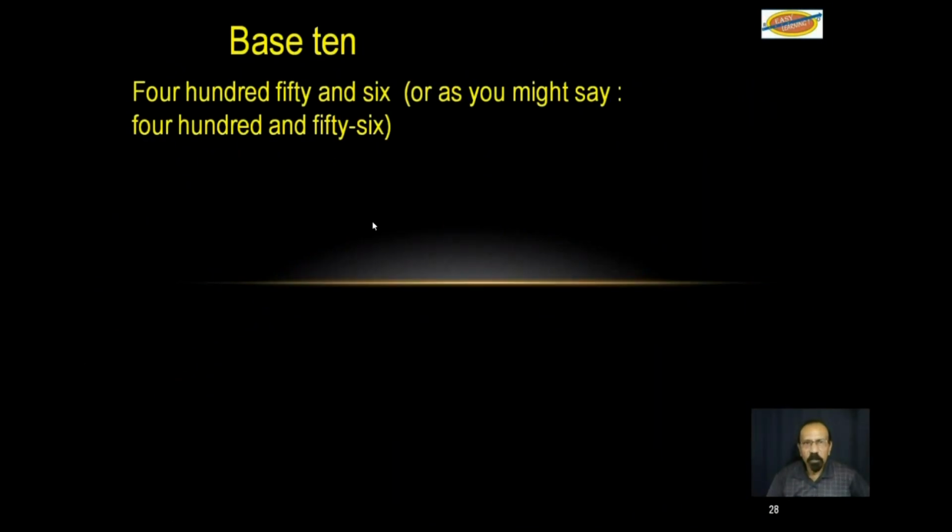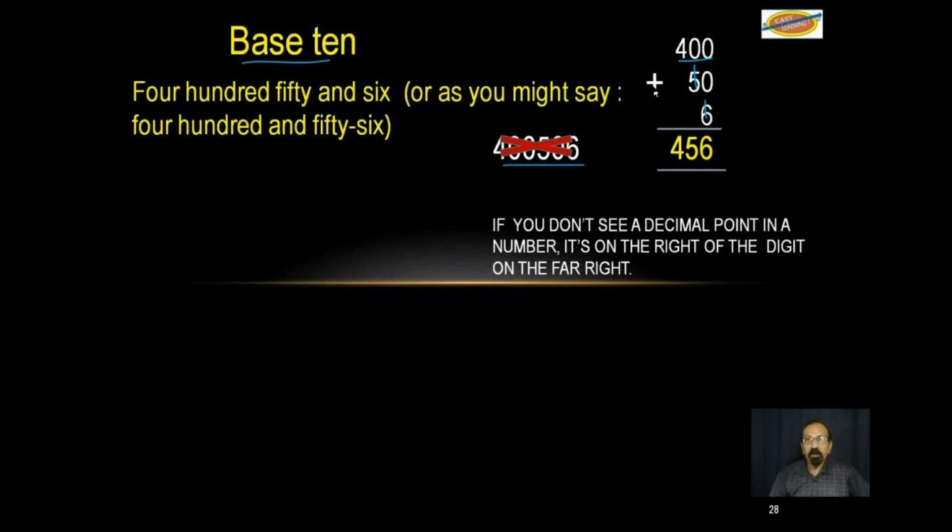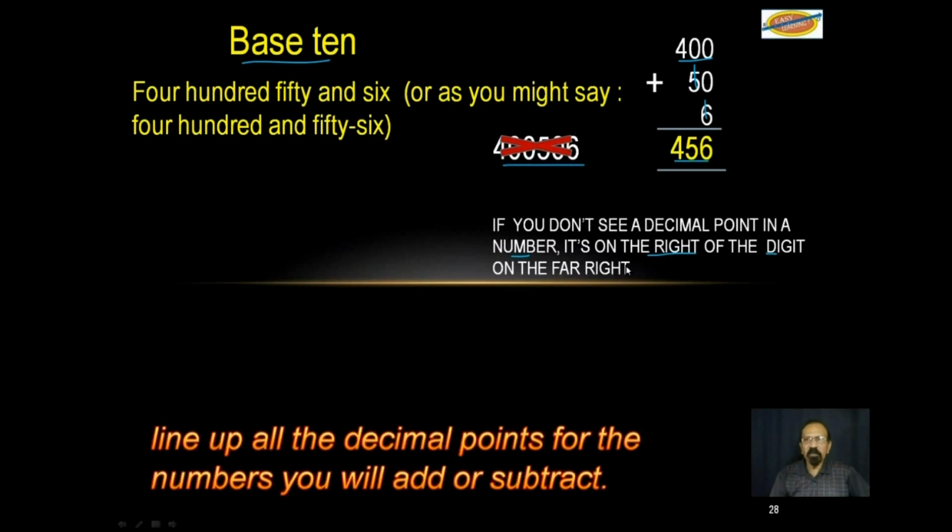Now we come back to what we started doing. Base 10. Remember we said if you were to write 450 and 6, you will not write that. You will write it like this. It's like you are writing 400 and then 50, with 5 in the tens position, and then 6 in the ones position, and then you add them all and you get 456. Now, if you don't see a decimal point in a number, it's on the right of the digit on the far right. So actually what we do, we line up all the points. So let's go back to this.